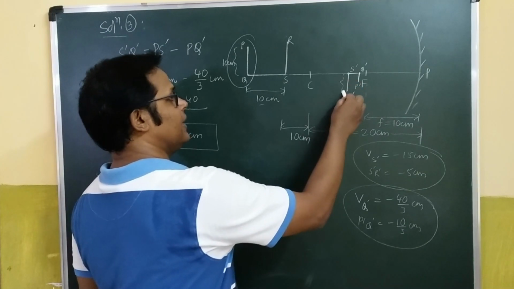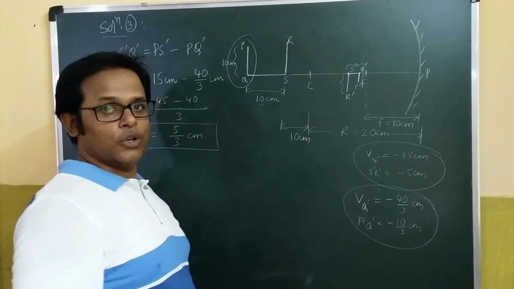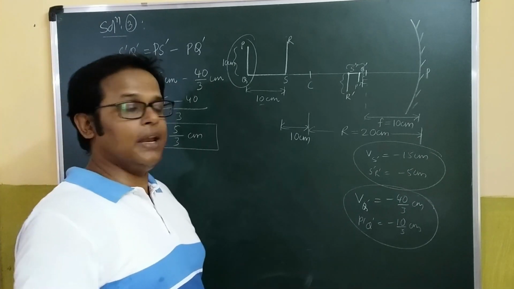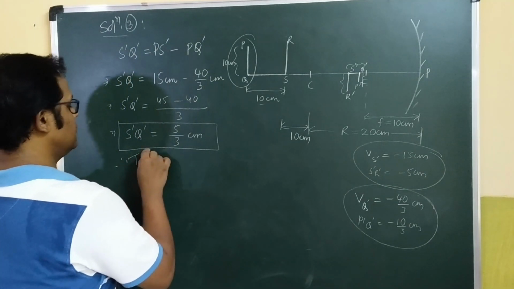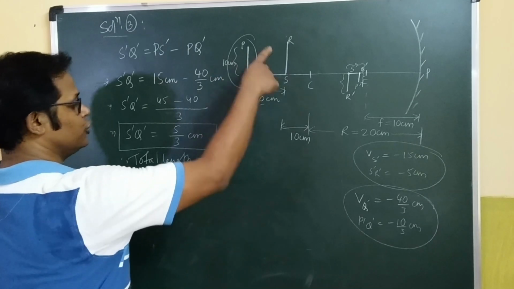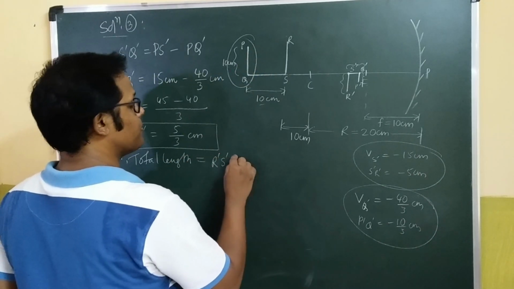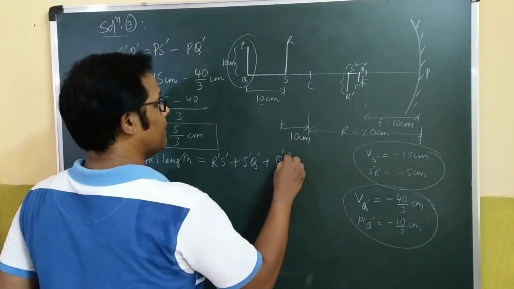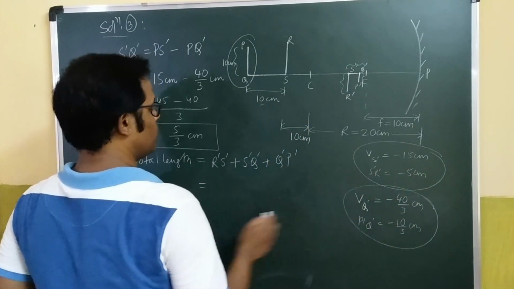We know this length, now we know this length, now we know this length. So if you go back to the question, it is actually asking you to find the total length of the image formed. Hence, the total length of the image formed of this U-shaped object is an addition of R prime S prime, S prime Q prime plus Q prime P prime.